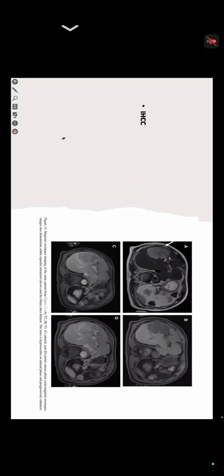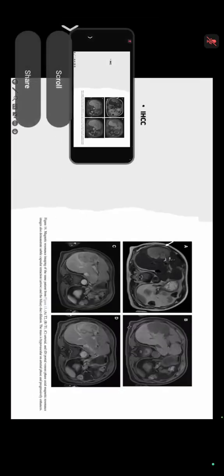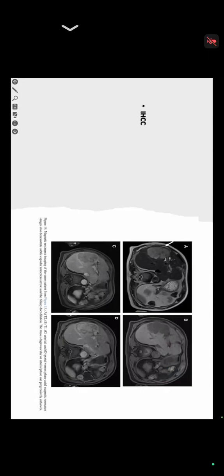So coming to the other important malignancy, intrahepatic cholangiocarcinoma. The image shows that it's peripherally located. There is a capsular retraction, which is a very typical feature of intrahepatic cholangiocarcinoma, and also peripheral ductal dilatation, as shown in the pictures. And it progressively enhances as the arterial phase delays. So coming to the next.